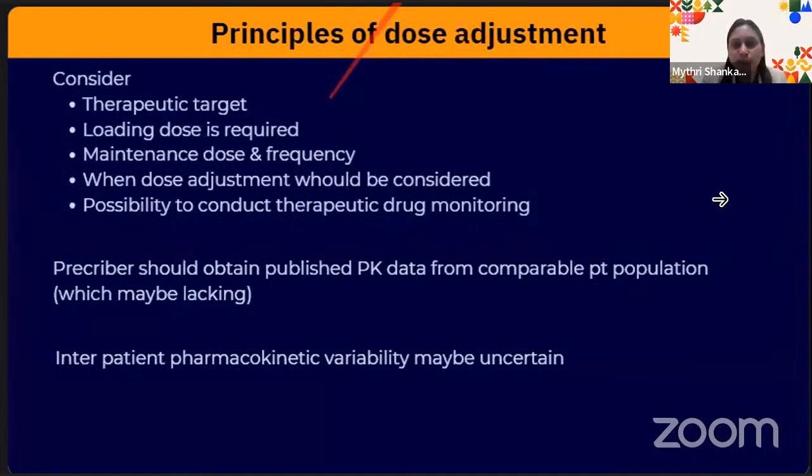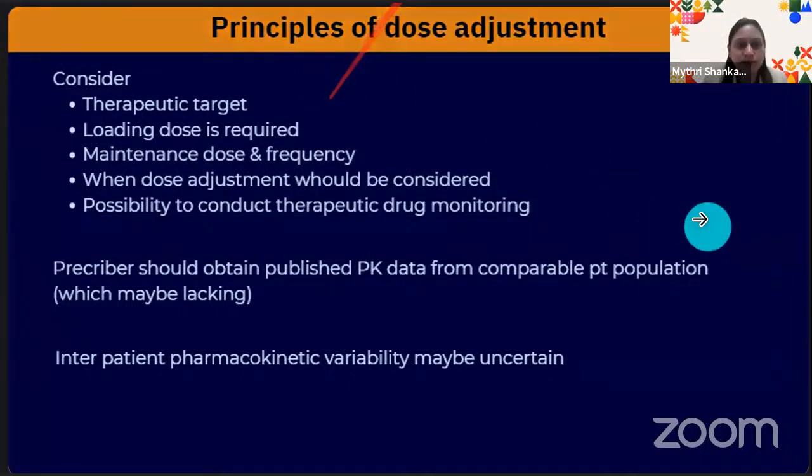Coming to principles of dose adjustment. So to prescribe a dose, we have to consider therapeutic range. What is the loading dose that is required? The maintenance dose and frequency. When dose adjustment should be considered, and the possibility to conduct any therapeutic drug monitoring, that would be very helpful. Also, the prescriber should try to obtain any published pharmacokinetic data from comparable patient population, which is mostly lacking. Interpatient pharmacokinetic variability also adds some degree of uncertainty to some of our predictions. And when I say interpatient pharmacokinetic variability, it mainly means the pharmacogenetics of the patients.